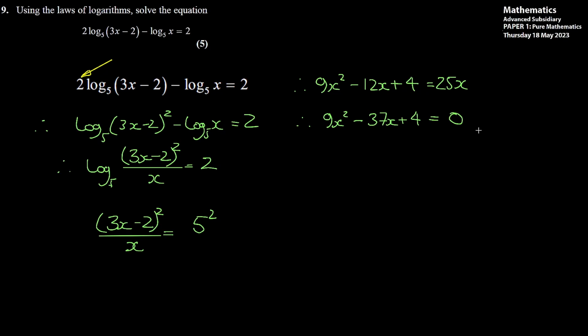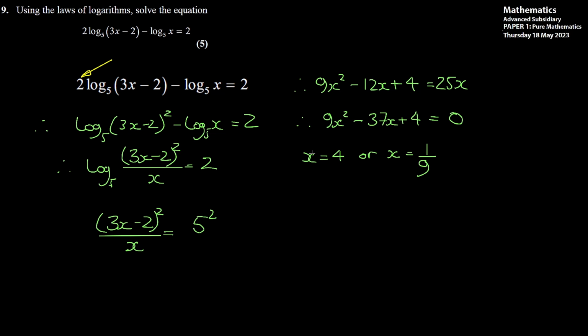Put that into a calculator or use the quadratic formula and you'll get that x is equal to 4 or x is equal to 1 over 9. Now, do both of these work? Remember, the big rule is that we cannot take the log of a negative number.